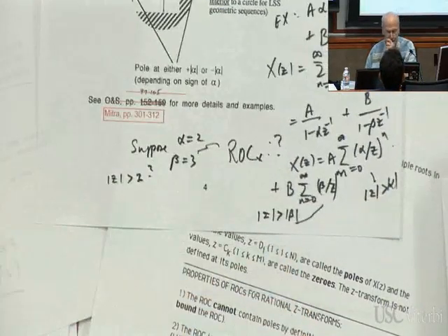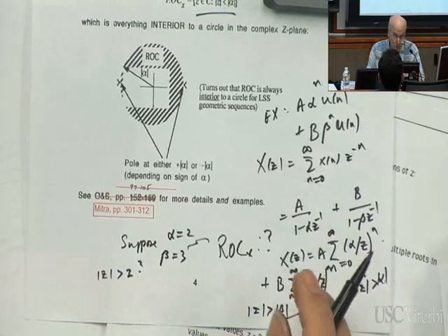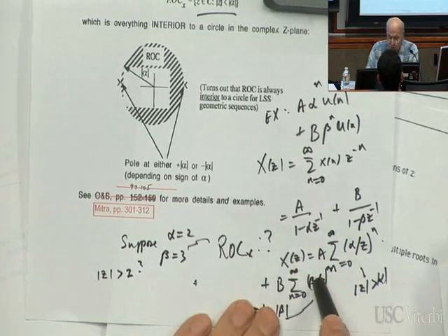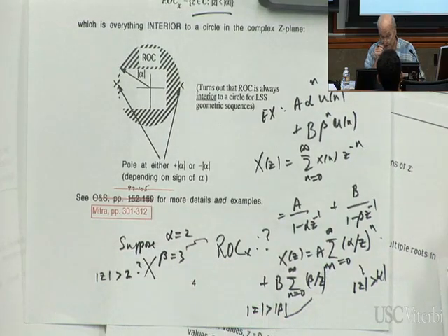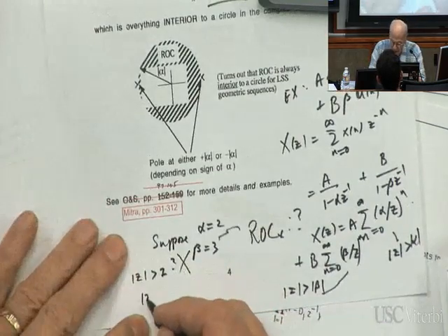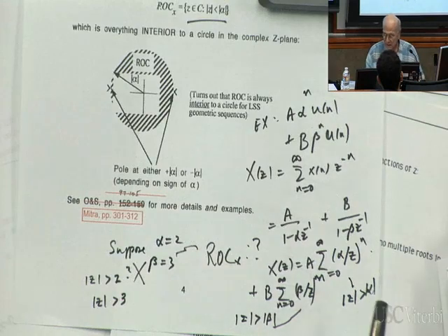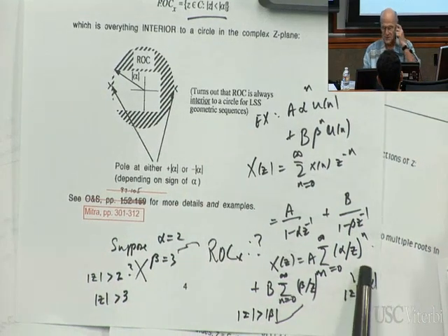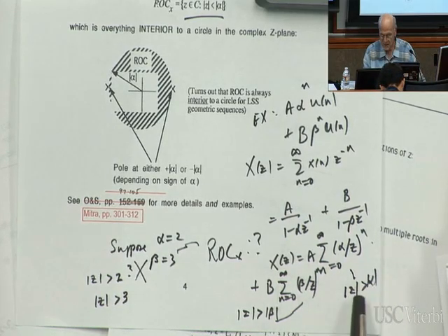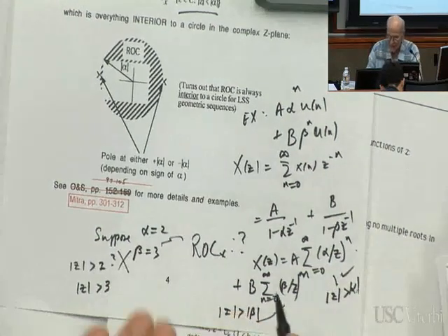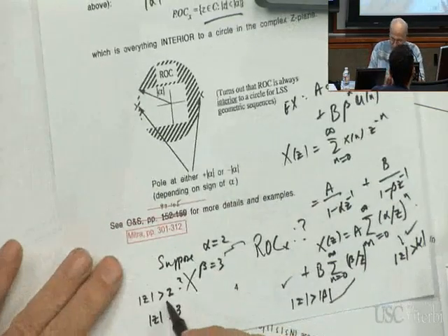Is that the region of convergence? No. Because if the magnitude of z were greater than 2, z could certainly be 2.5, and then this term will diverge. So this is not the region of convergence. What about z greater than 3? Yeah, now everything's cool. That condition is certainly satisfied because 3 is greater than 2. Check. So that is the right answer.